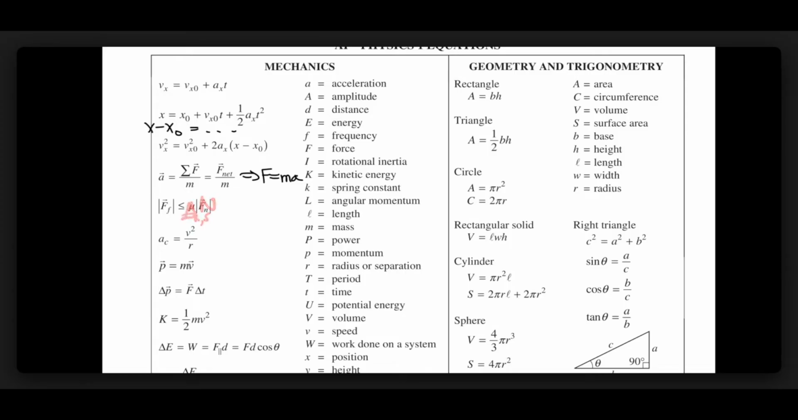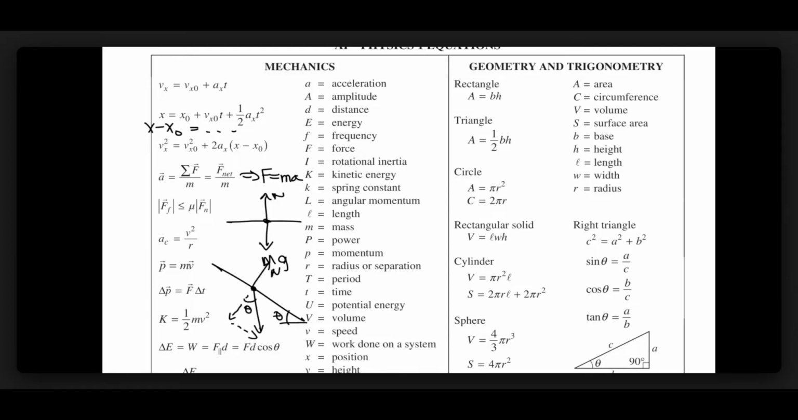by the normal force. Now, if something is on a flat surface, the normal force is simply going to be equal to the weight. And if something is on an incline, then the normal force is going to be equal to, of course, mg cosine of theta. So this is going to be your angle. This is your angle here.